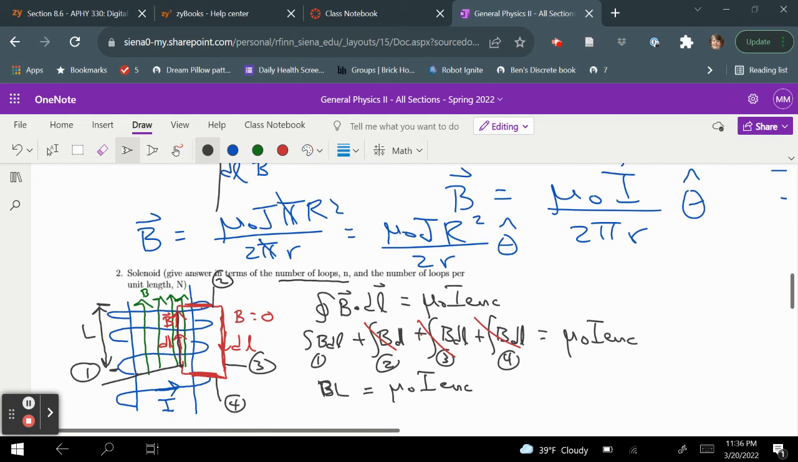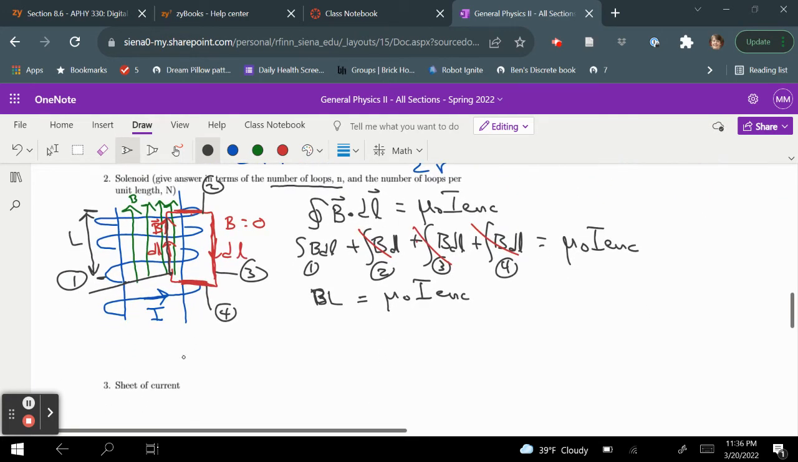Okay, so here I'm going to say BL is equal to mu naught, and now little n is the number of loops. So I'm just going to have the number of loops times I. Each one of the loops that's inside here, from here to here, I've got 1, 2, 3 in this example, but I'd have a lot more. So that would be like n is equal to 3. Then B is equal to mu naught little n times I, for the current in each one, over L.